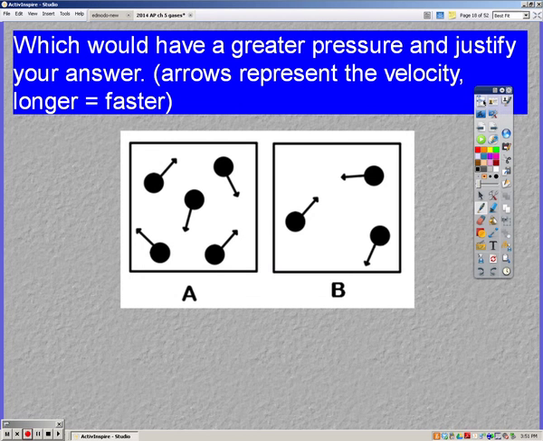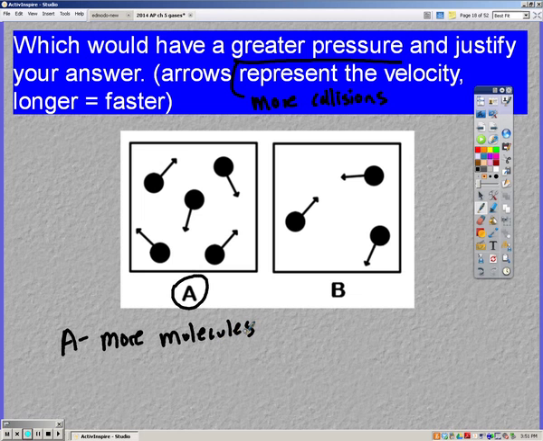When you see pictures like these, the arrows are going to represent the velocity. So the longer the arrows, the faster it's moving. So again, greater pressure means more collisions. So in A, we have 5 molecules, while in B, we only have 3. So A would have more collisions. More molecules will result in more collisions, thus a higher pressure.